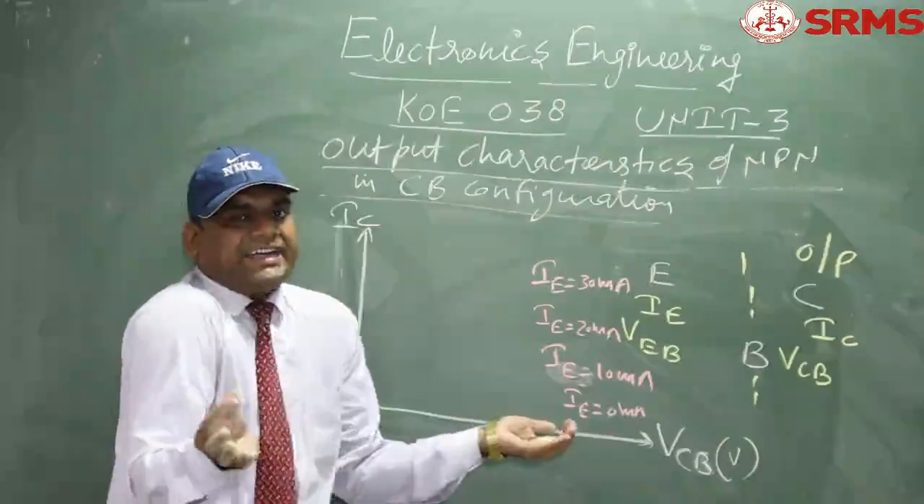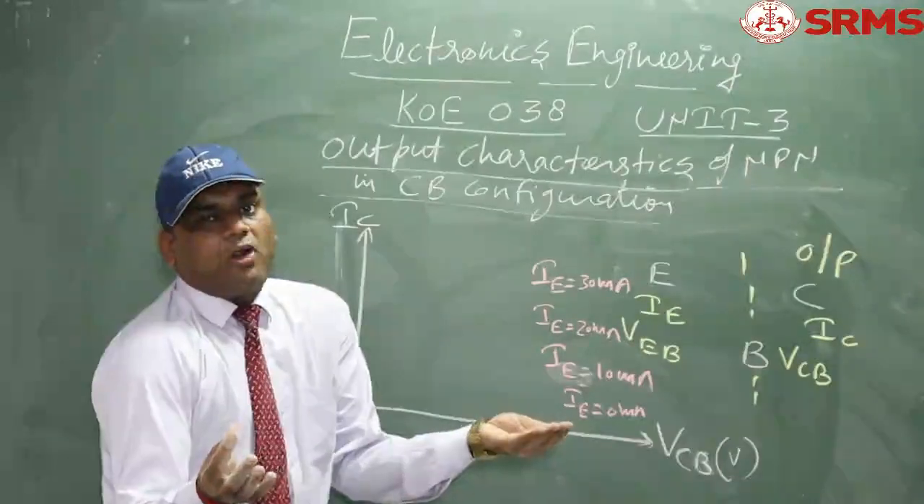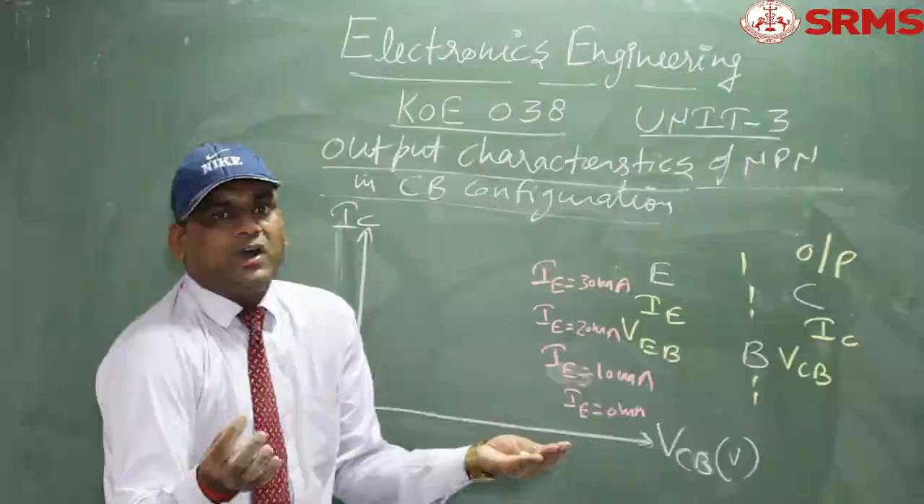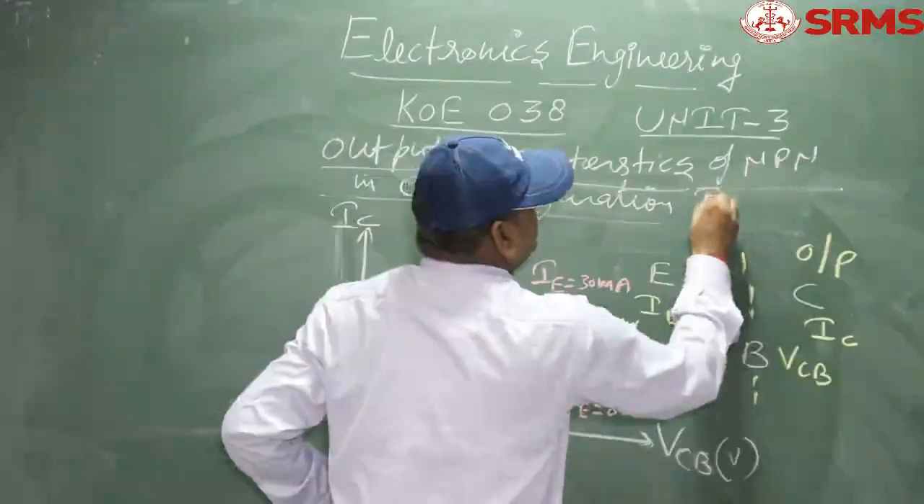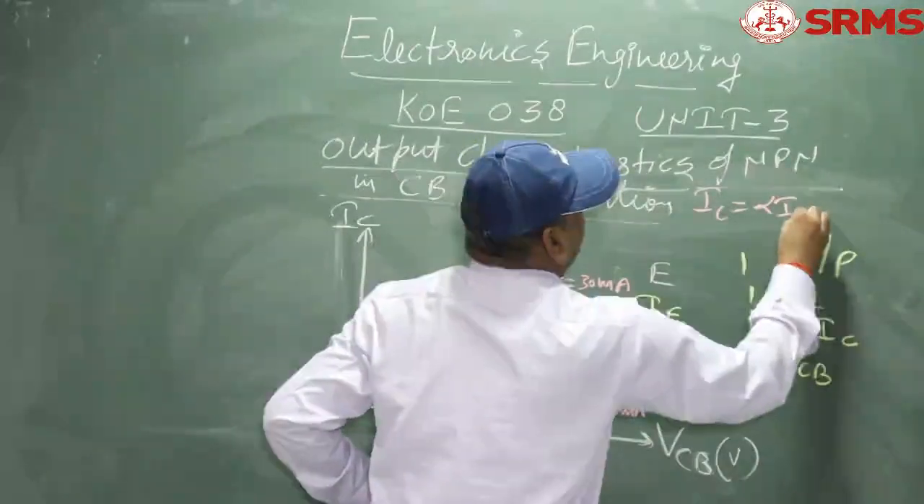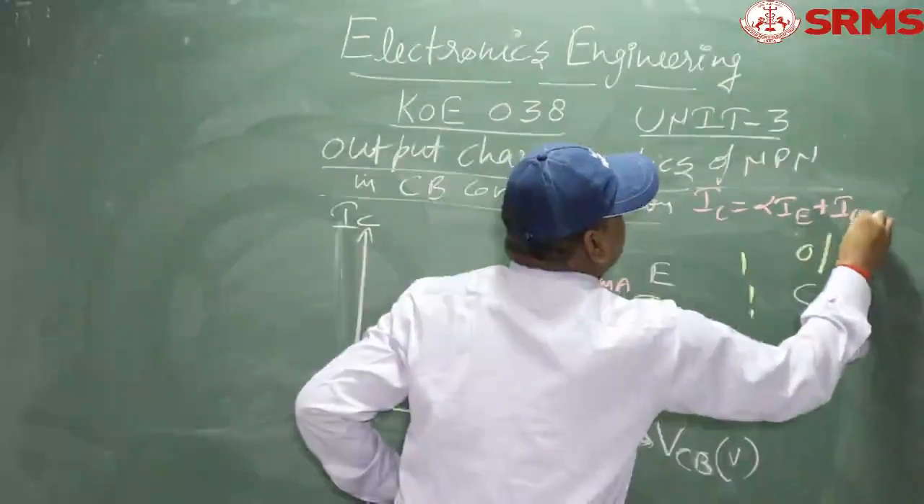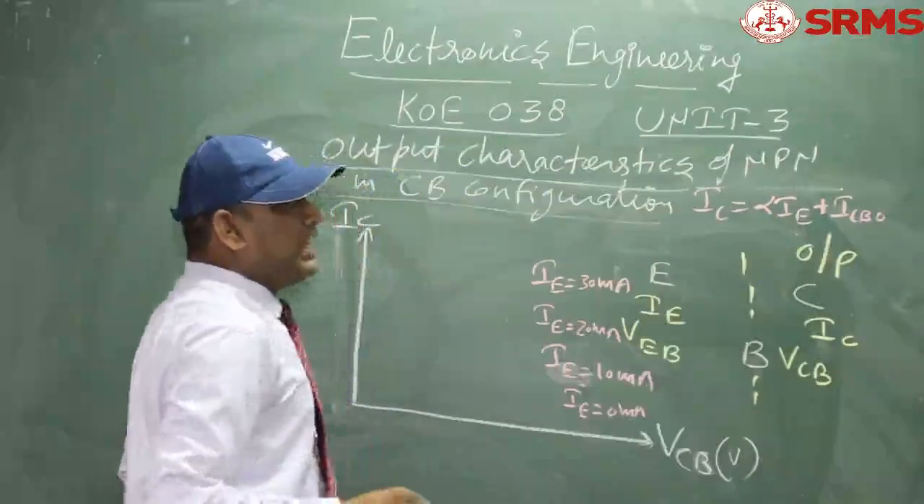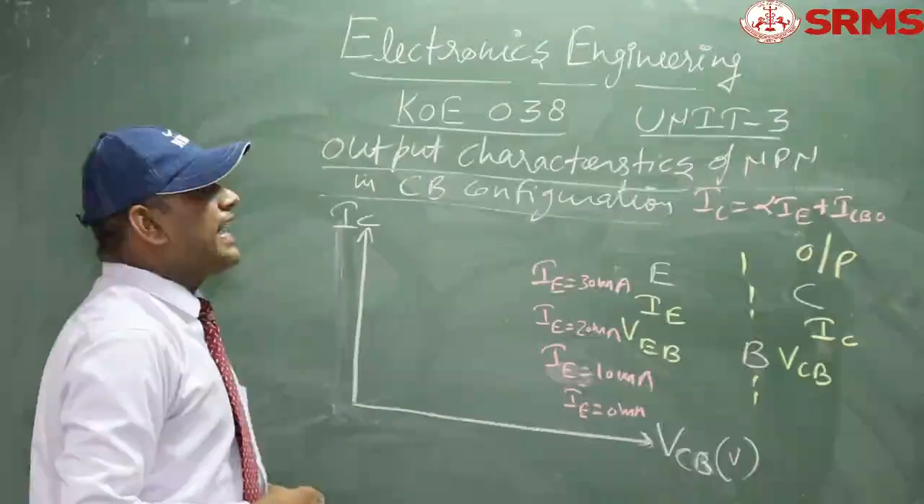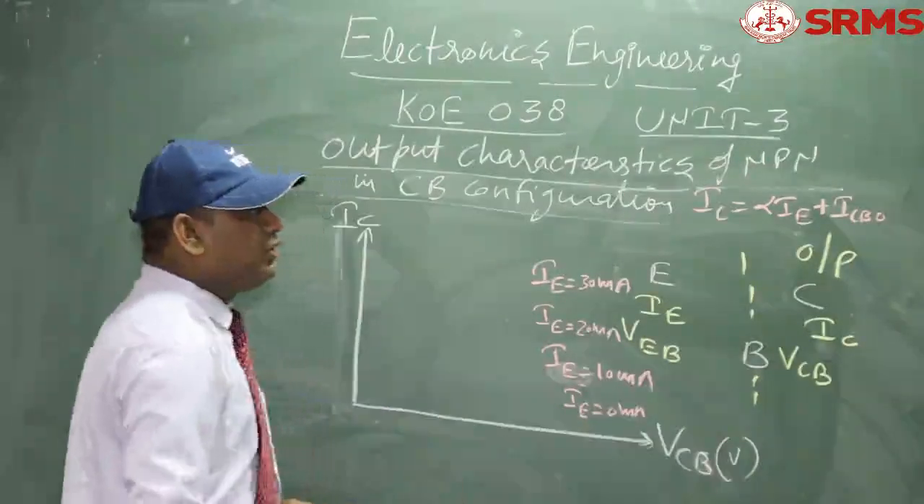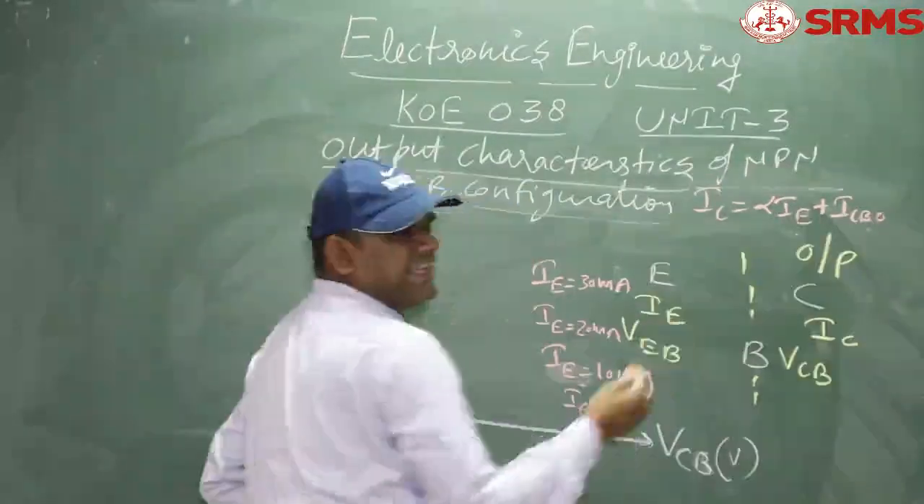Now, as far as active region is concerned, IC is approximately equal to IE. It is well known to all of us. IC is equal to alpha times IE plus ICBO. So if IE is equal to 0 milliampere, so IC is equal to ICBO.